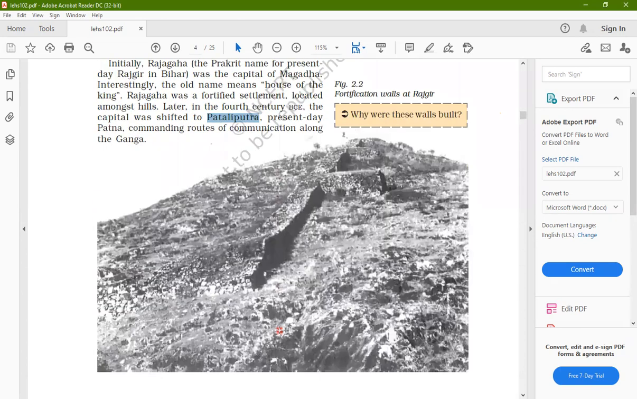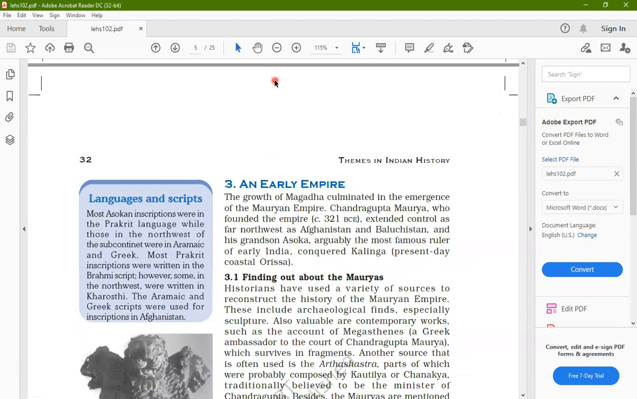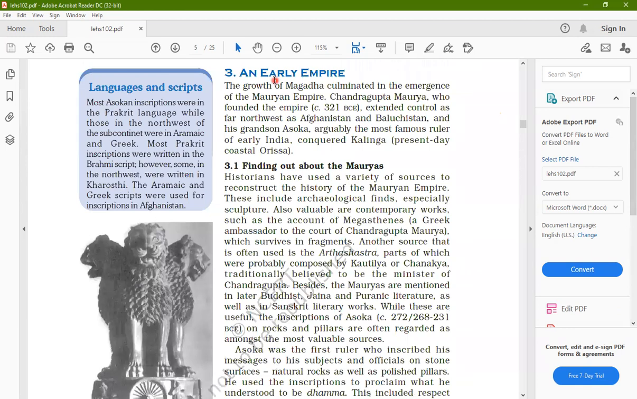Now next, there's a question that why these walls were built. This question can be asked. It is a very easy answer that these walls were built for a sense of protection, to protect from another kingdom. Okay, now we have the next topic, that is the third topic, an early empire.